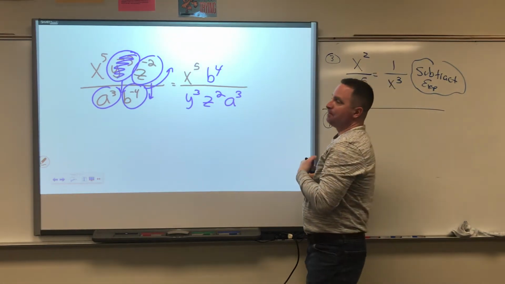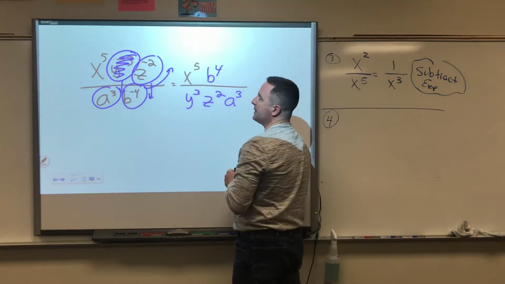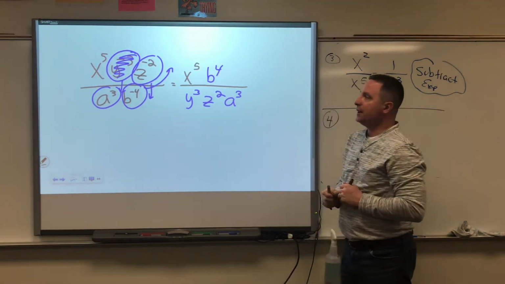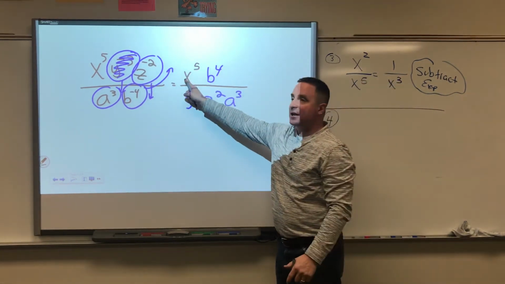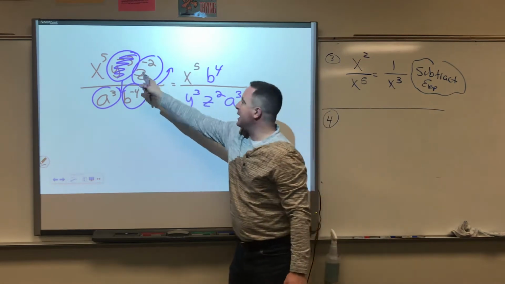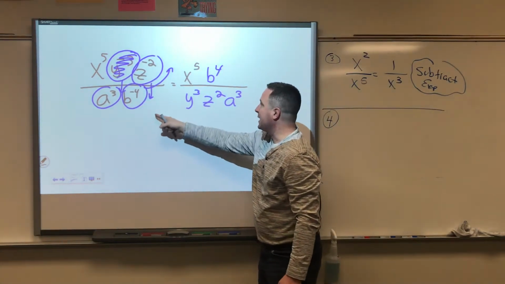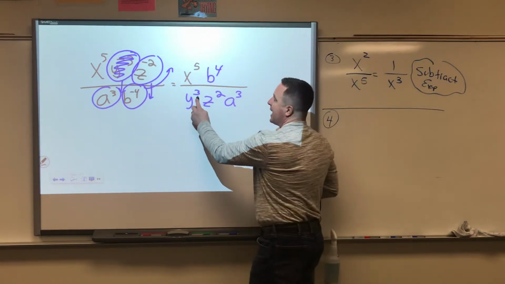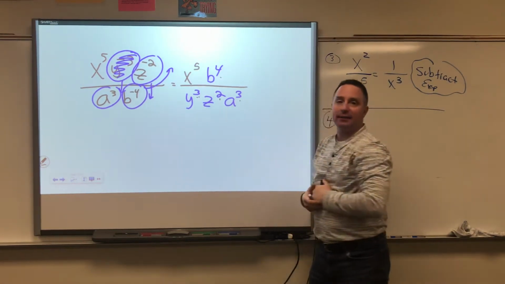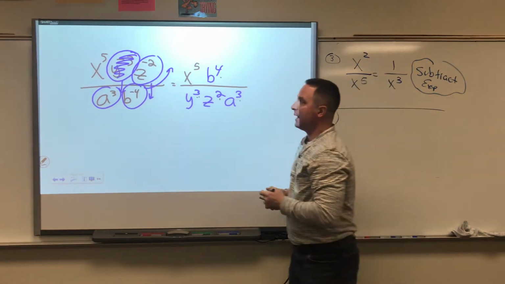Okay? Notice when I move them up and down, the number or the variable doesn't change sign. It didn't become negative y to the third, or negative z to the second, or negative b to the fourth. It's the exponent that changed sign. Everything else stays the same. Okay?